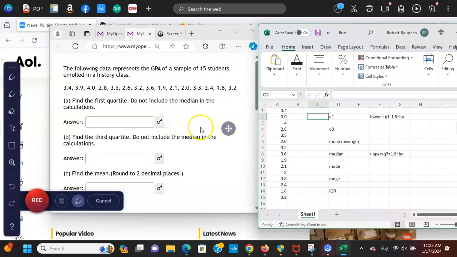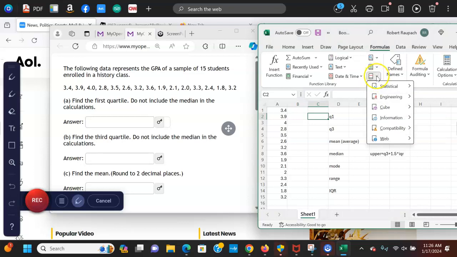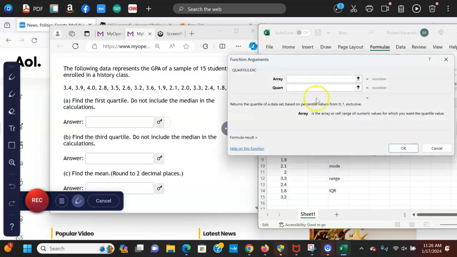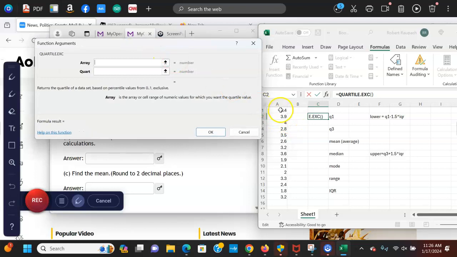For the first quartile, you would go Formulas, More Functions. Actually, you'll see More Functions if you spread this out. It's the last little arrow drop. Statistical, and you go QUARTILE.EXC. Make sure you use QUARTILE.EXC, okay? And you can move this over if it's in the way of your data. You just slide it over with your cursor.